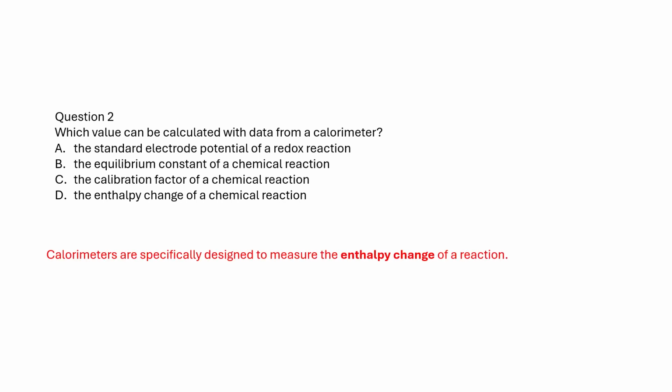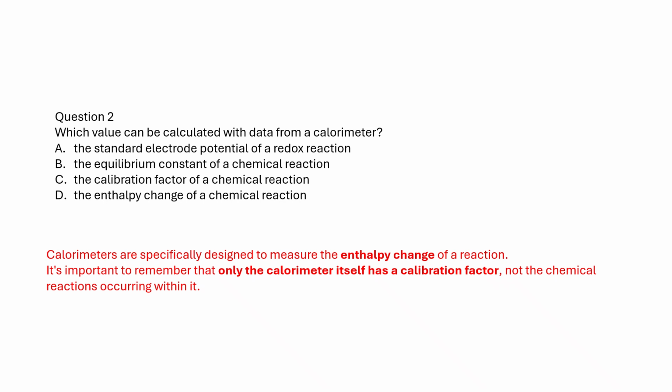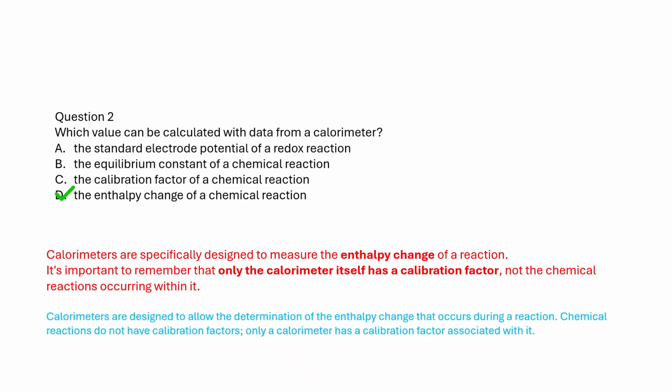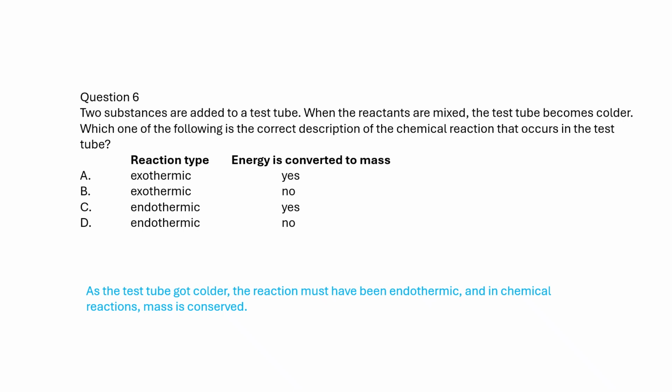Calorimeters are specifically designed to measure the enthalpy change of a reaction. It's important to remember that only the calorimeter itself has a calibration factor, not the chemical reactions occurring within it. The test tube's cooling indicated an endothermic reaction, and in all chemical reactions, mass is conserved.